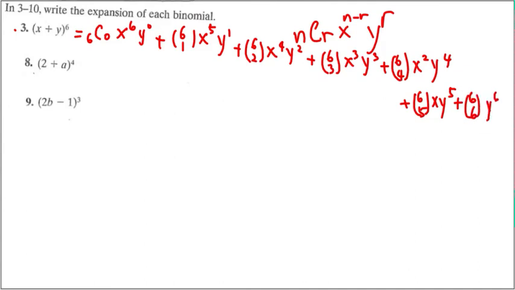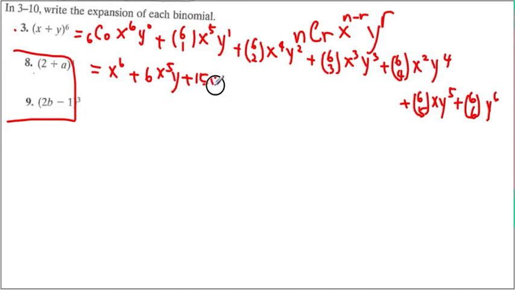Now, it was kind of long, yes. If you have to look at each and every one, what's going to be happening is this. I'm going to try to do number 8 and number 9 a bit later. This becomes 6C0, which is equal to 1, so our first term becomes x to the sixth power. Second one becomes times 6. That's how you can get 6C1 with your calculator. 6 and then x to the fifth y, and 6C2 becomes 15.